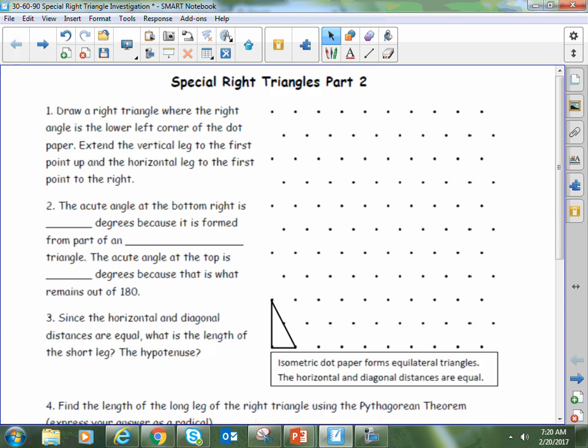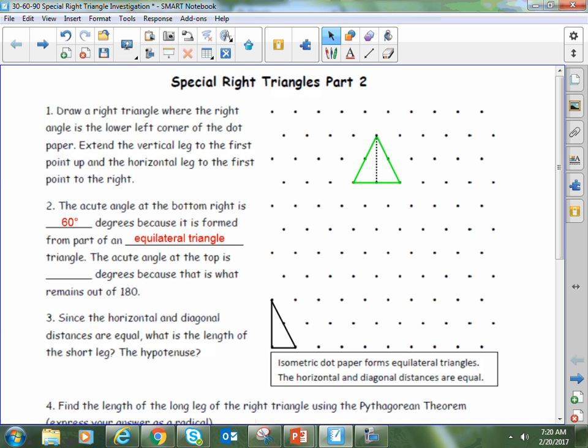Now in part 2 it says the acute angle at the bottom is how many degrees, and what are the rest of the blanks here? Well, looking at this, we know that the angle at the bottom right is going to be 60 degrees because it's formed as part of an equilateral triangle, and that's what you're seeing in the green triangle up at the top.